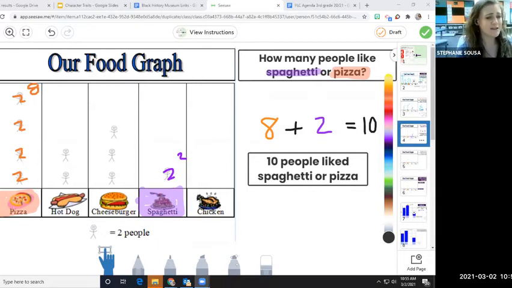Miss Sousa, these numbers are so easy. You're right, guys, because we're not focusing on your addition skills. We're focusing on your ability to understand and read the graphs, okay? So you're looking at the data from the graphs, all right? Any questions about why this is the correct answer?